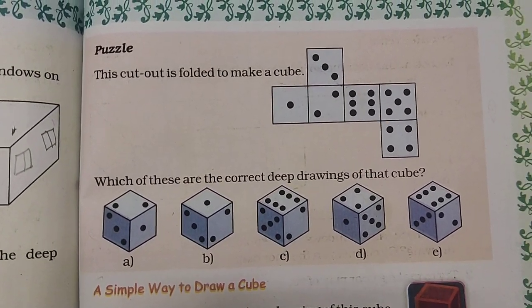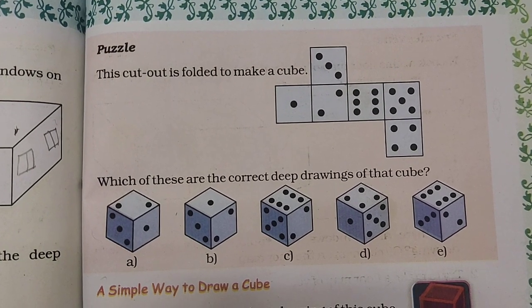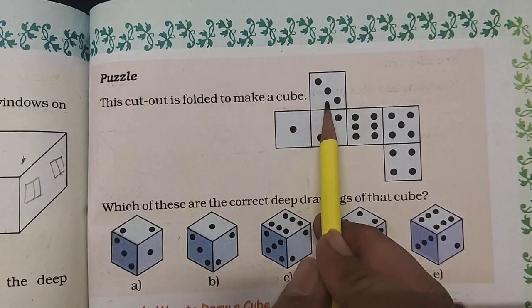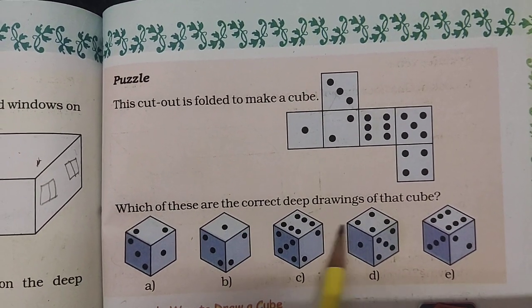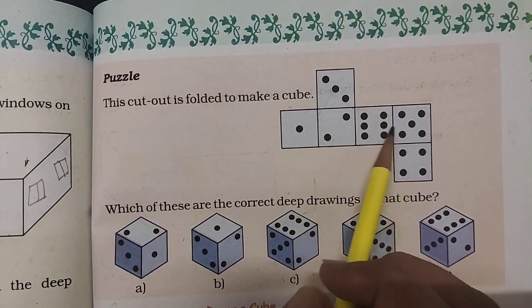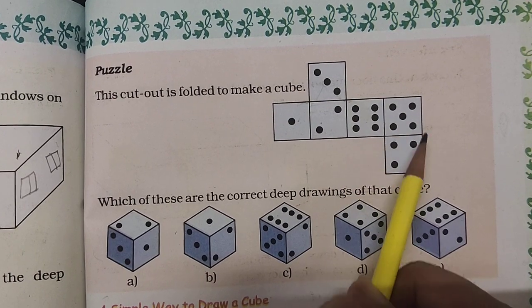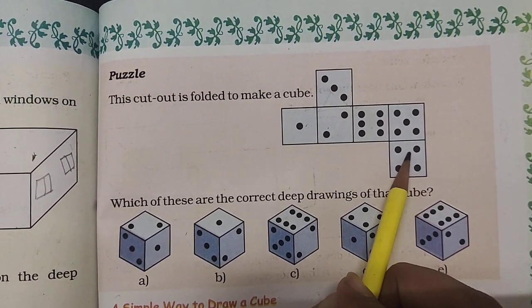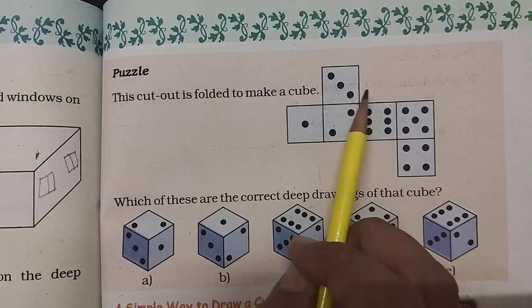Puzzle. Here what is there? It is a puzzle. This cutout is folded to make a cube. Here a cutout is given to make a cube. This cube resembles a dice, isn't it? This is the dice, isn't it? So this cube, this is the cutout. This is the side, this is the side. We can take it as a bottom, or we can also take it as a top or bottom, whatever we can consider these two.